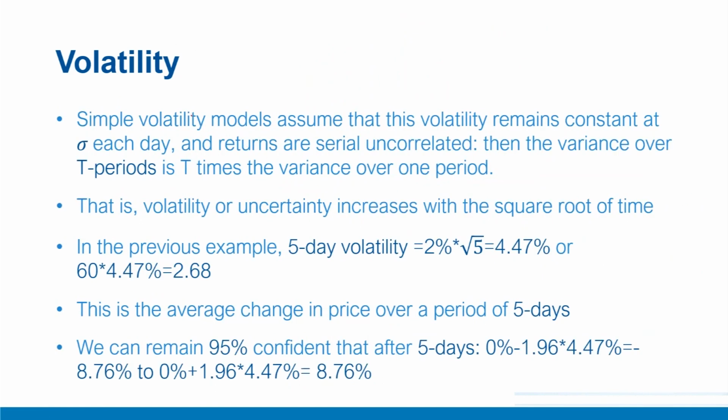Another very important property of volatility that is driven by simple volatility models is that they assume that the volatility remains constant each day. Basically, the assumption is that your returns are independently and identically distributed. So returns are IID, which suggests that, first, the distribution remains the same, meaning the standard deviation or volatility remains constant for each period, each day, at some level sigma. Whatever this level is, it is constant each day, and the distribution remains the same, and also returns are serially not correlated.